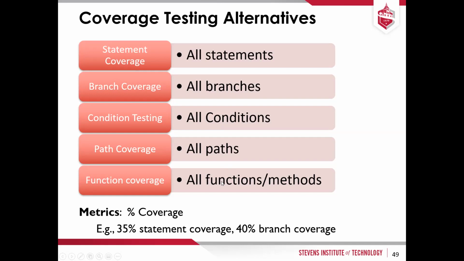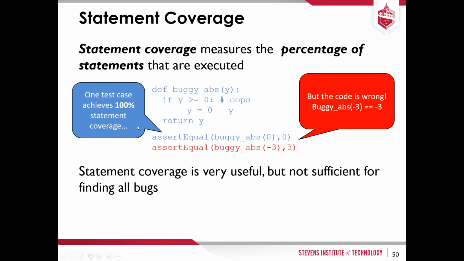In reality, we cannot do that, right? But in practice, we can get to something around 80% coverage. For example, we can say I did 35% statement coverage and 40% branch coverage by the time that I'm talking. So when we start trying, doing trial and error and going through different statement coverage, it measures the percentage of the statements that are executed.